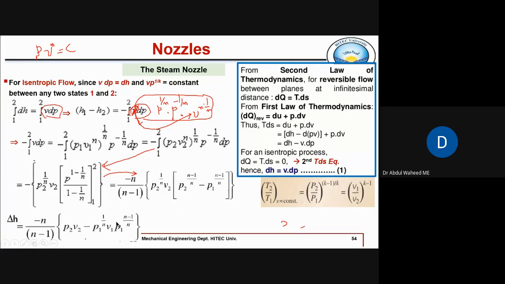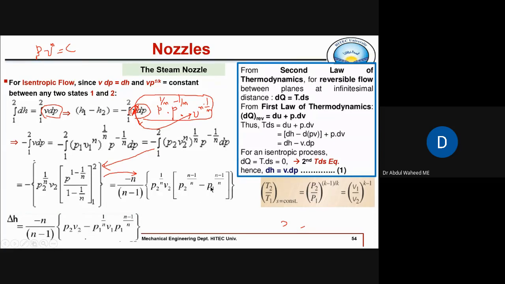Next, so further simplify कर लें. Now we can multiply this inside. When you multiply this term with P2, then it is P2 V2 into P2. When you multiply this term with this P1, then it is P1 V1. P1 to the power 1 over n V1 into P1.